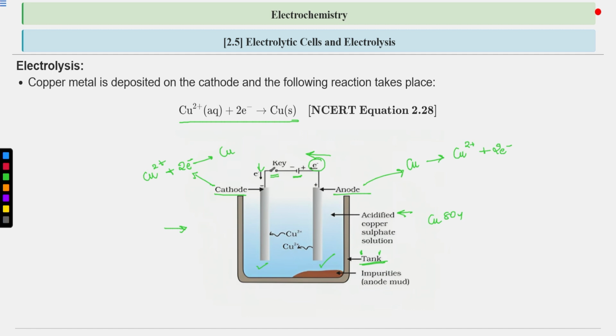The impurities, which we call anode mud, are released by the oxidation of copper happening at the anode. They deposit at the bottom of the tank, and the Cu2+ is released from the anode after the oxidation process, and the Cu2+ ion is deposited over the cathode by the reduction process. So this is the diagram for the simplest copper cell, which we are taking as an example here.